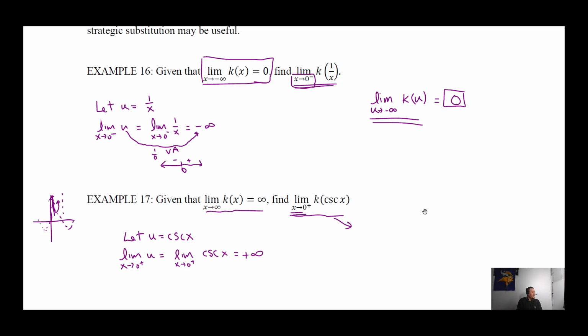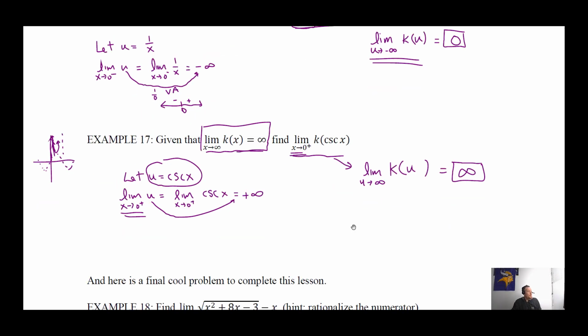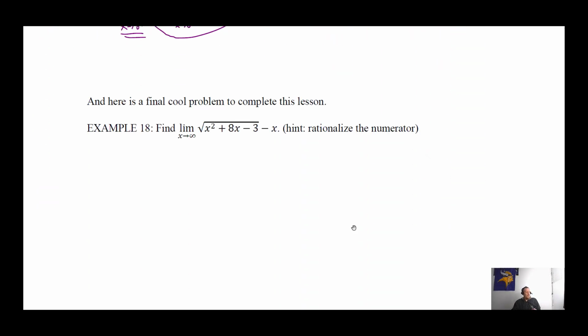So now rewriting this limit becomes the limit of k of cosecant, which is u, as x goes towards 0 plus, but that would mean that the u is going towards positive infinity. And notice that that is exactly what's written here, but with a different dummy variable. So this becomes positive infinity. And this is called substitution. Okay, one last cool example.